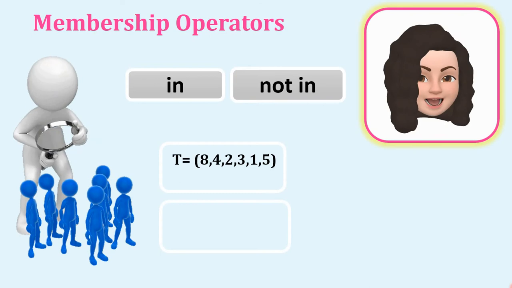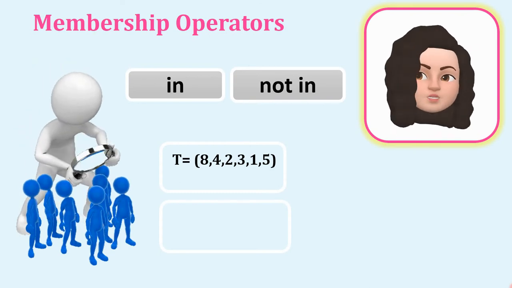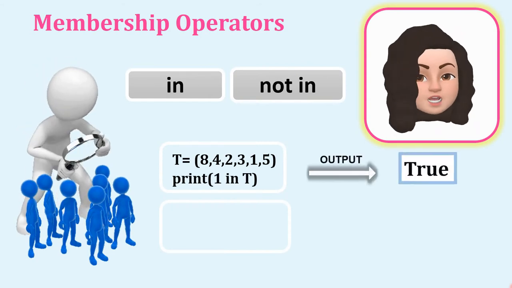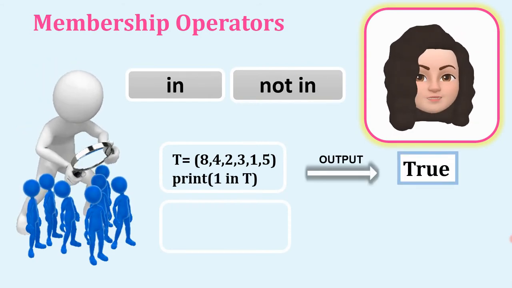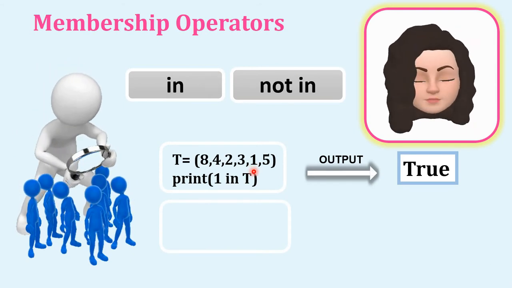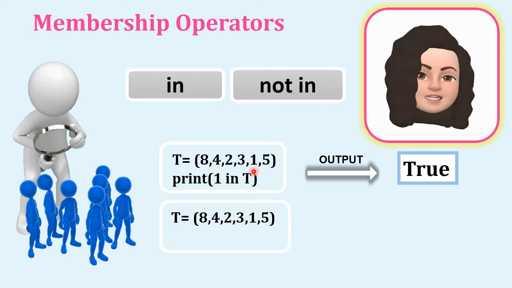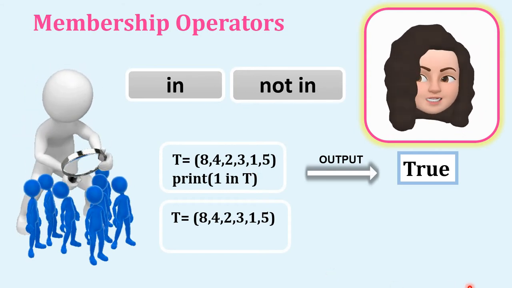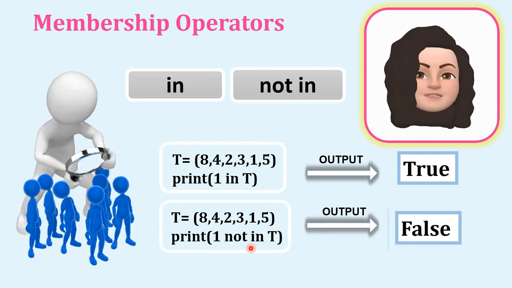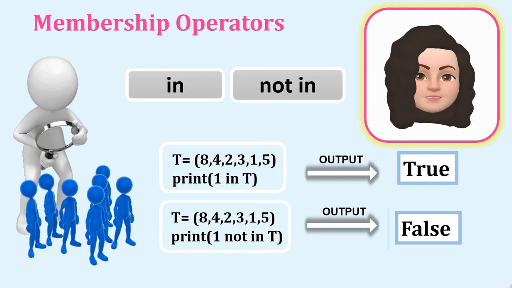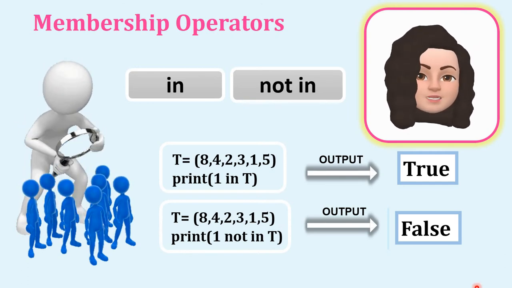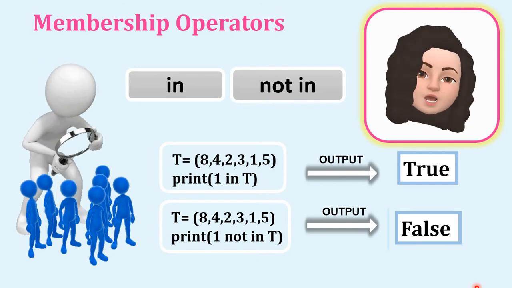Let's check whether the element 1 is present in the tuple using in operator. So, print 1 in T will return true because the element 1 is present in the tuple T. Now let's see whether 1 is not present in the tuple T using not in operator. So print 1 not in T will return false because the element 1 is present in the tuple. So in and not in are the membership operators to check whether a particular element is present in the tuple or not.